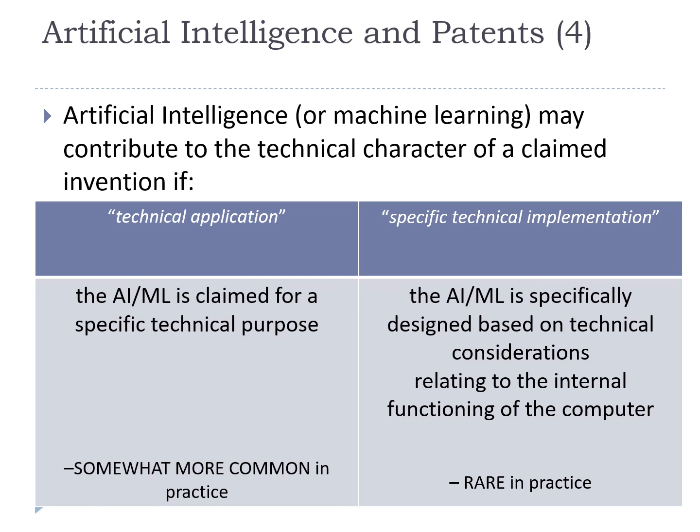Then you also have so-called specific technical implementations. These are rare. So the AI or machine learning solution is specifically designed based on technical considerations relating to the internal functioning of the computer. So what it means, the claim must be basically directed to mathematical steps that are specifically adapted to exploit the internal functioning of the computer on which they are implemented. So it does go on to say that the claim does not need to be limited to a technical application, but one needs to be very careful with this.